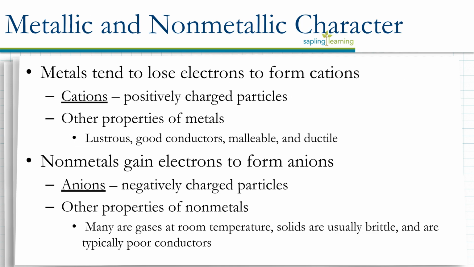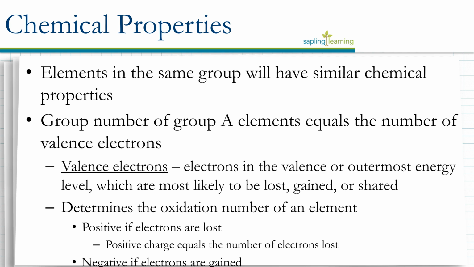Metals lose electrons to form cations, which are positively charged. They are lustrous, good conductors, malleable, and ductile. Nonmetals gain electrons to form anions, which are negatively charged. They are often gases or brittle solids and are typically poor conductors. Elements in the same group have similar chemical properties.